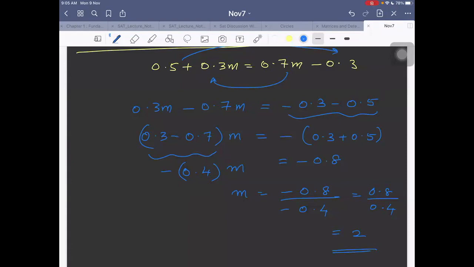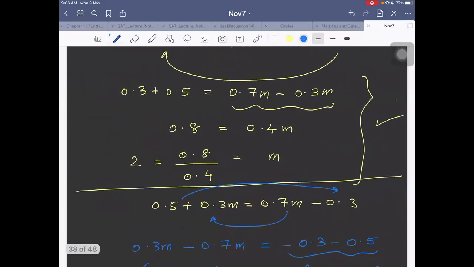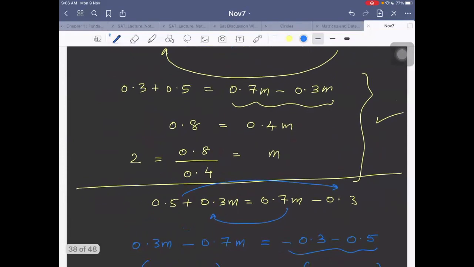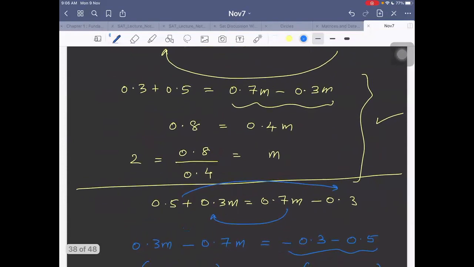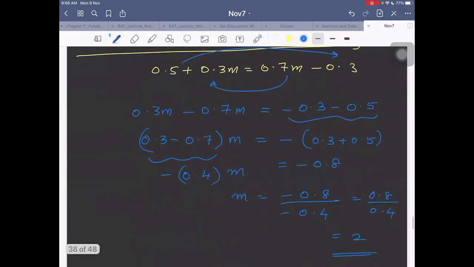So what do you think, which approach is easier? Obviously the first one, right? The first approach is easier. So it's easier if you try and collect the variables on one side, which would make the coefficient of the variable a positive number. However, if you don't do that also, you will end up getting the same answer. It's absolutely fine. There's nothing wrong with this approach.